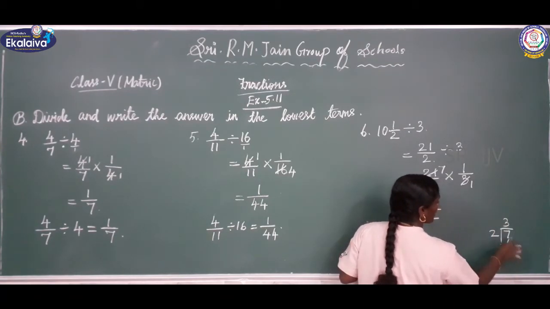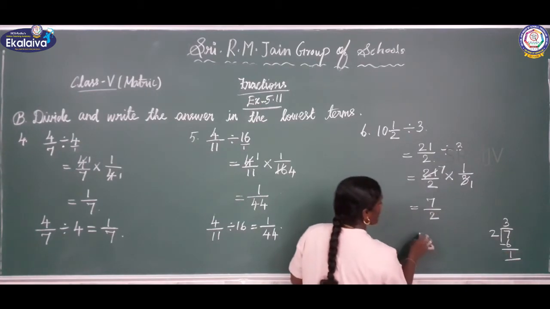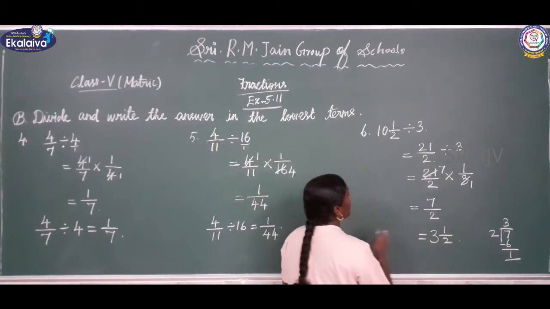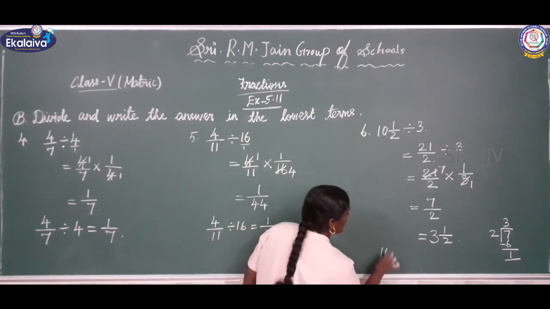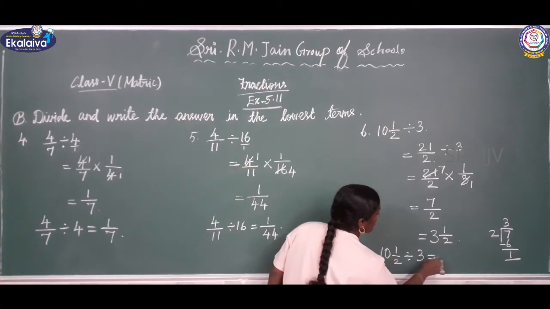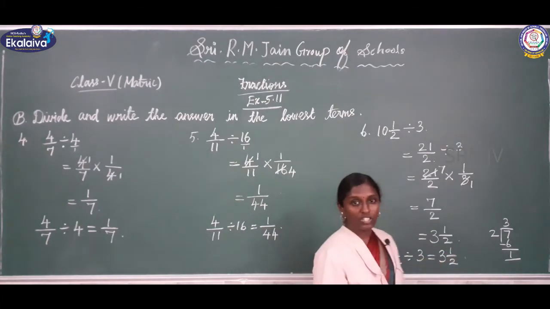Now we have to subtract. 7 minus 6, 1. Okay, we have to write in the form of quotient, remainder by divisor. So 3, 1 by 2 is the answer. 10, 1 by 2 divided by 3 is equal to 3, 1 by 2. Was it clear, children?